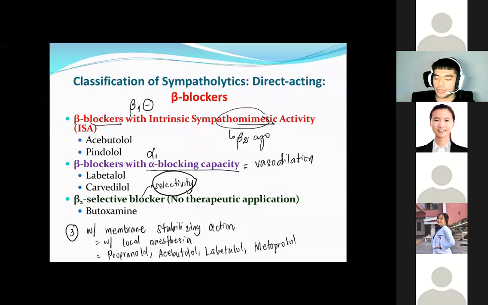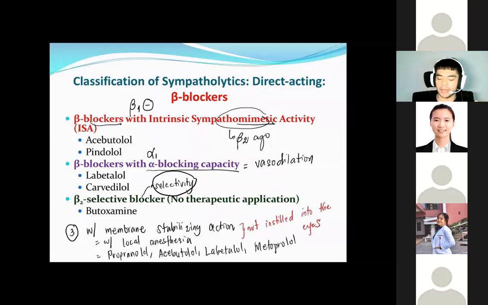Regarding beta blockers with membrane stabilizing action, kindly take note that these beta blockers are not instilled into the eyes. So hindi sila ina-administer sa ating mata. It is highly recommended that these drugs should not be given into the eyes.